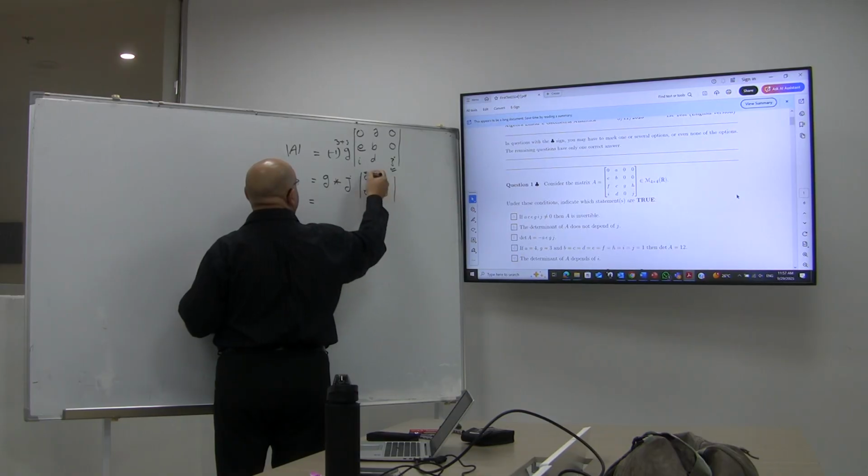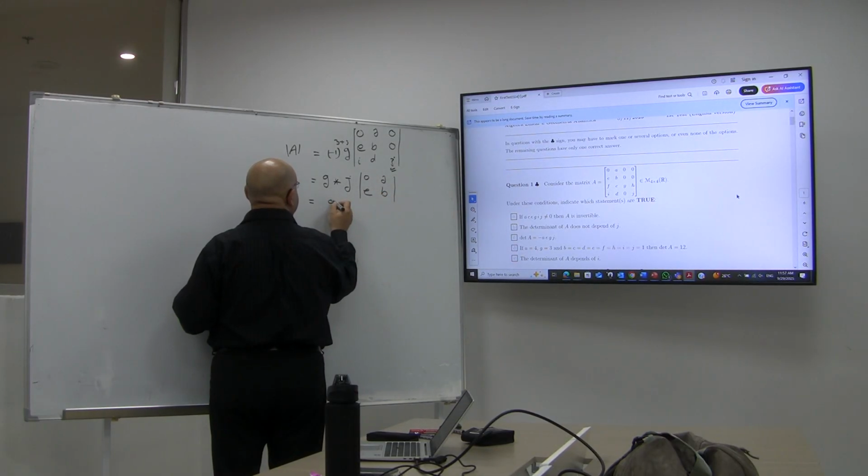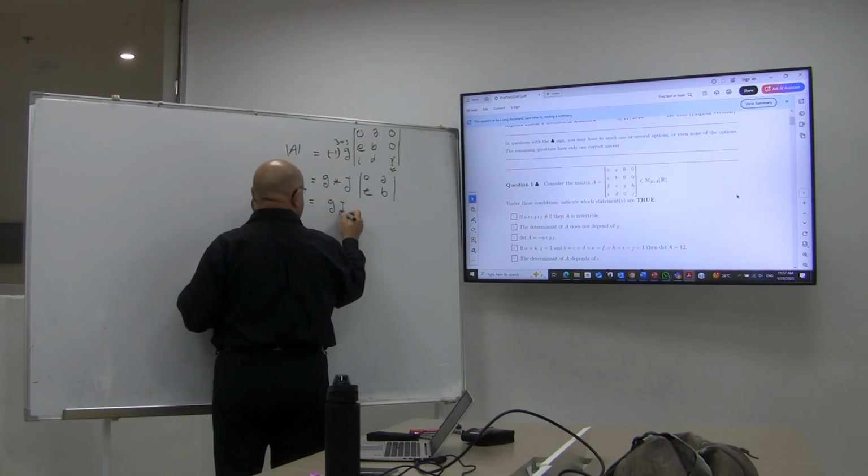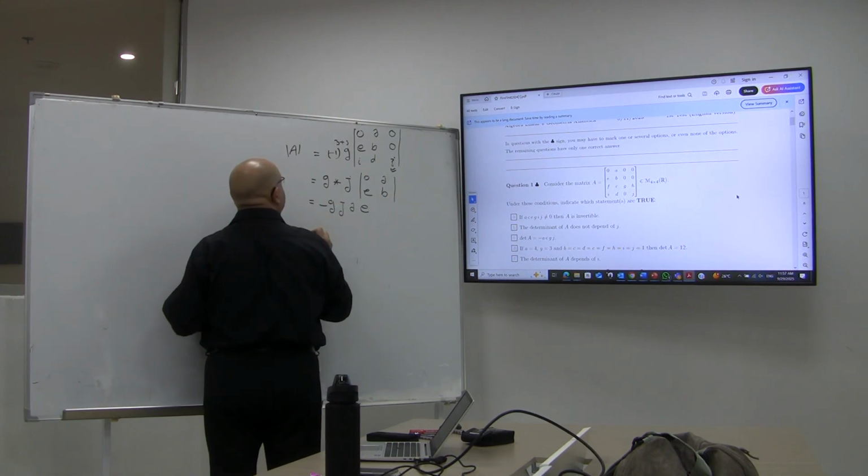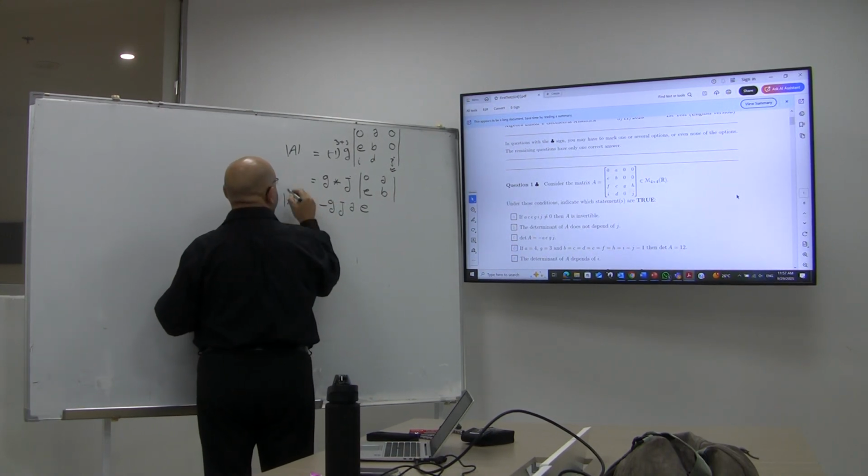Start evaluating this value. This is 0. So it's minus the secondary diagonal. So the value is G, J, A, E with a negative sign. That's the value of the determinant of A.